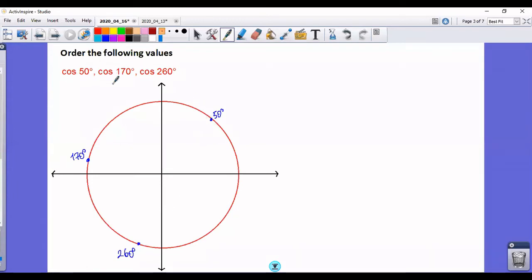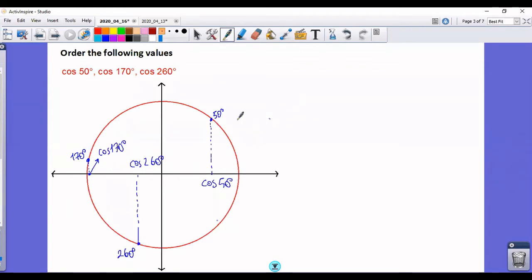So the cosine value is the x-coordinate of these intersection points. This is going to be my cosine of 50 degrees. This point is going to be cosine of 260 degrees. And this point is going to be cosine of 170 degrees. You see, it is really closer to -1. This is -1, and this is 1, because the radius is 1.